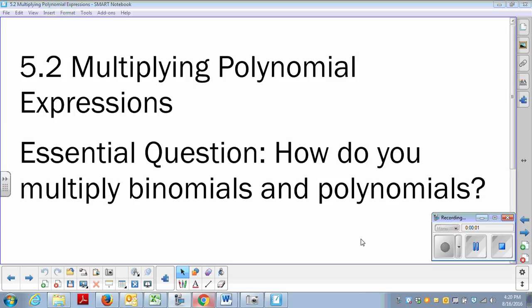This is Mr. Ware at A1 Math, and today we're multiplying polynomial expressions, and our essential question is how do you multiply binomials and polynomials?